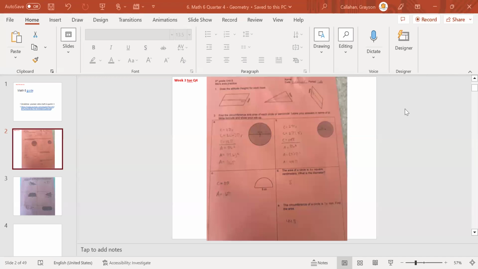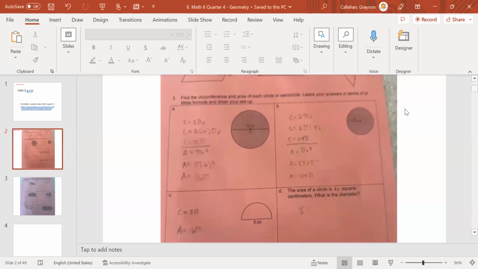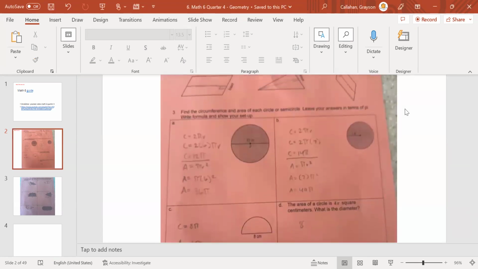All right, so this is week 3, Tuesday, quarter 4 on area and perimeter. It says find the circumference and area of each circle or semicircle. Leave your answer in the form of pi. Okay, so area of a circle is what? Do you know?